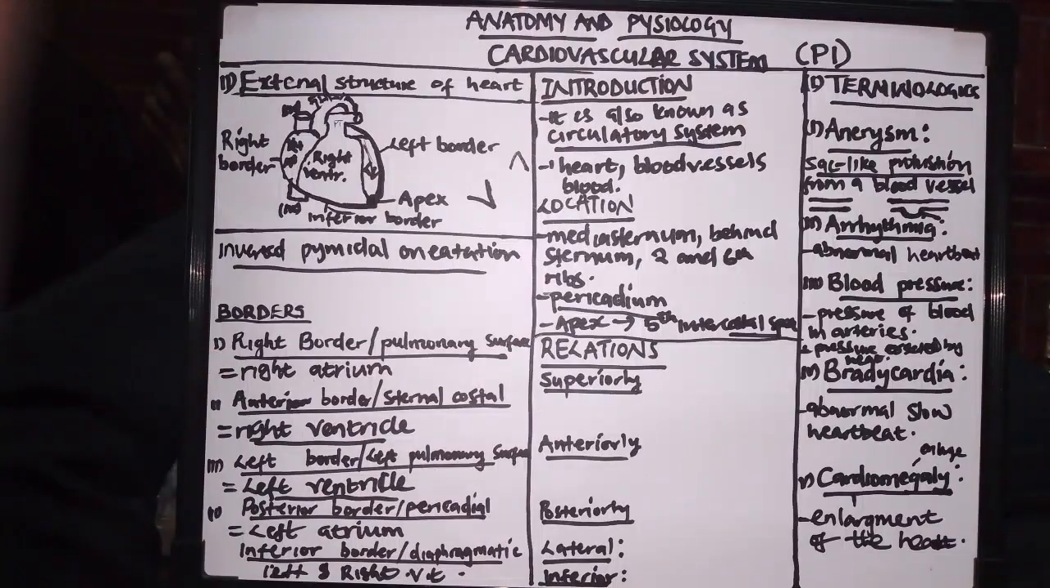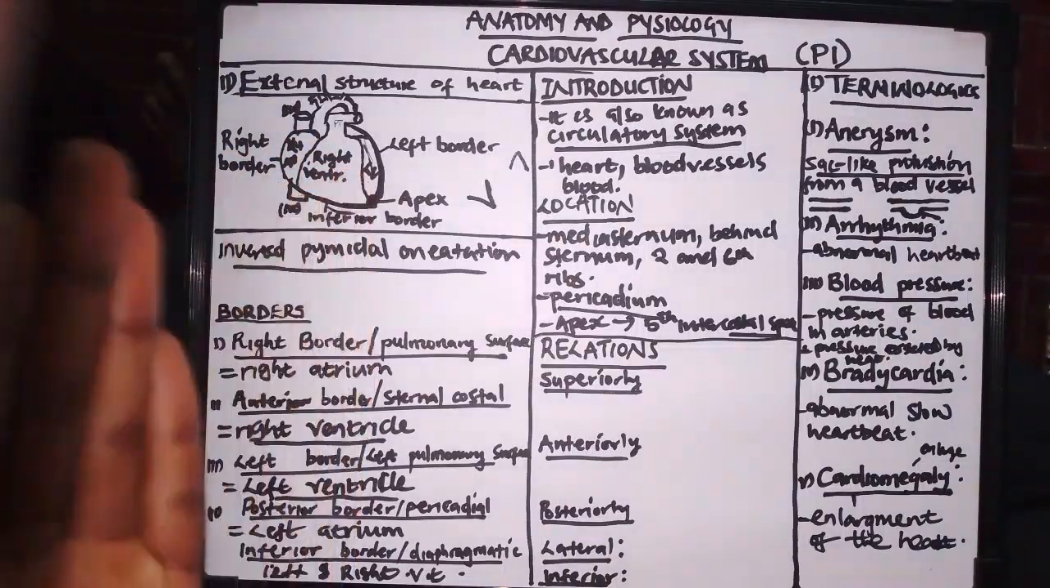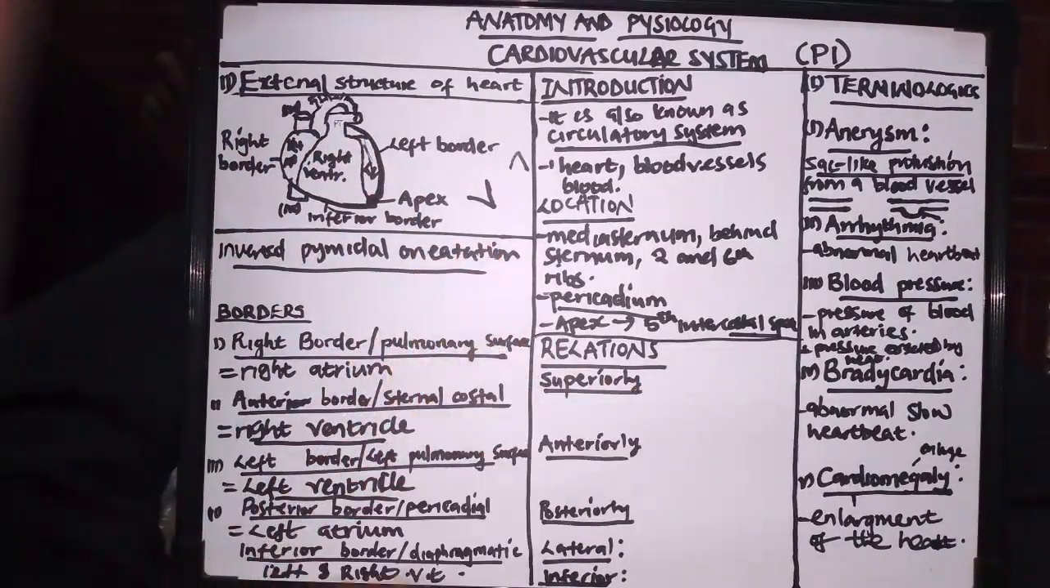We have the right border, which is formed by the right atrium. We have the anterior border formed by the right ventricle. We also have the left border, which is formed by the left ventricle. We also have the posterior border, which is formed by the left atrium. And I repeat again, don't get confused if they bring surfaces. Surfaces are just other names for borders. So you need to also know the surface and the border.